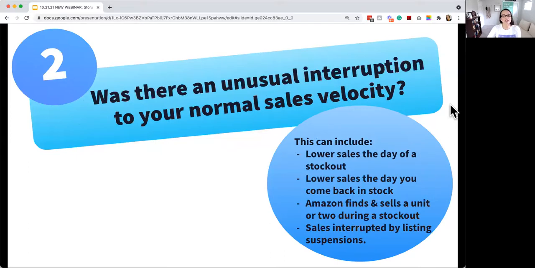And then number 2 is, was there an unusual interruption in your normal sales velocity? So this could be lower sales the day of a stock out, right? We always know that we're selling normally, and then the day of a stock out, we generally sell less than we would normally sell. Lower sales the day coming back in stock, or Amazon finds an extra unit or 2 during a stock out where you have all zeros and all of a sudden you have 1 sale on 1 day. Sales interrupted by a listing suspension. Obviously you have a bunch of inventory, but your listing was suspended, and because it was suspended, you didn't make any sales. Well, that should basically be treated as a stock out.